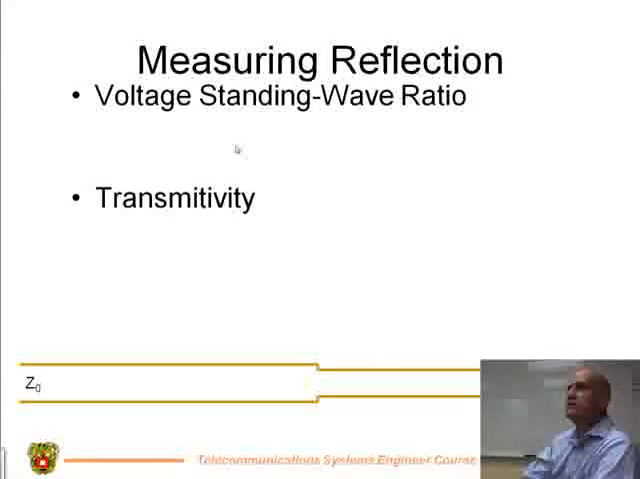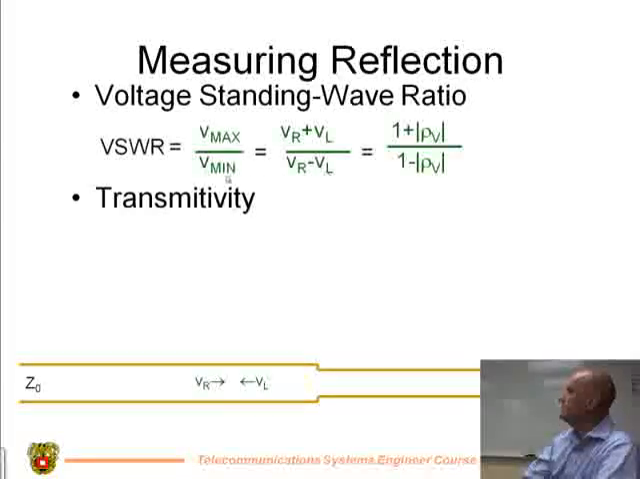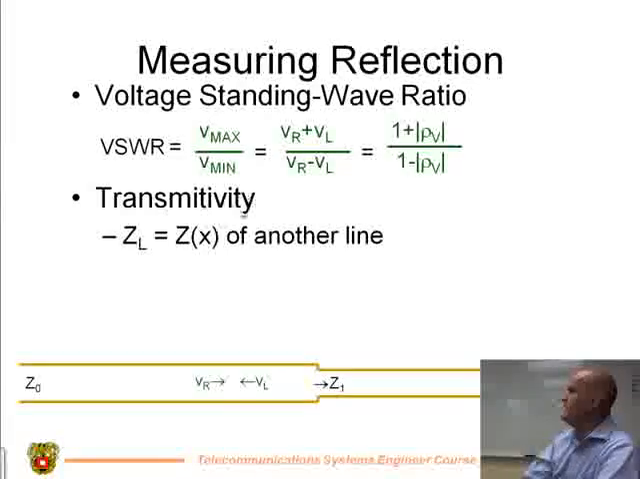Now, measuring reflection, the other way we measure it is using the VSWR, or voltage standing wave ratio. VSWR is Vmax over Vmin, which is V right plus VL over V right minus VL. This is 1 plus the absolute value of the reflectivity over 1 minus the absolute value of the reflectivity. Then transmittivity is how much makes it through if we have a different line spliced to it.